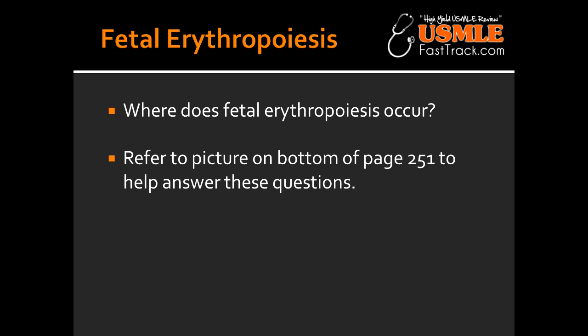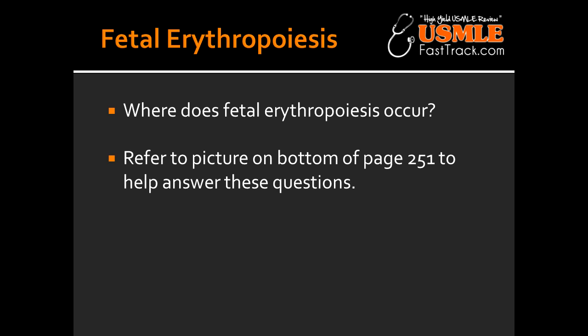What is the mnemonic to help you remember fetal erythropoiesis? The mnemonic to help you remember fetal erythropoiesis is "young liver synthesized blood." That's Y for yolk sac, L for liver, S for spleen, and B for bone marrow.